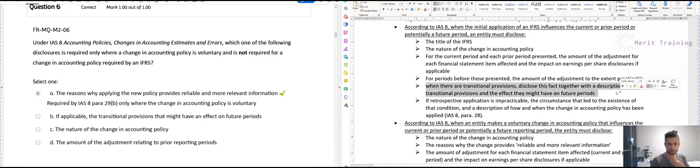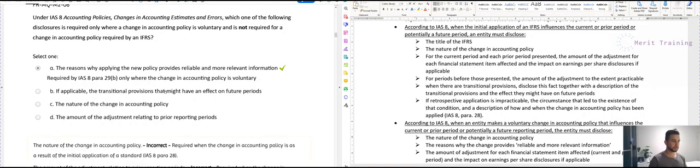That's covered here, so it's listed on it already, so that means it can't be that one. The nature of the change in policy, that's listed up here, so it can't be that one. The amount of the adjustment relating to prior reporting periods. So therefore, A is the correct answer.